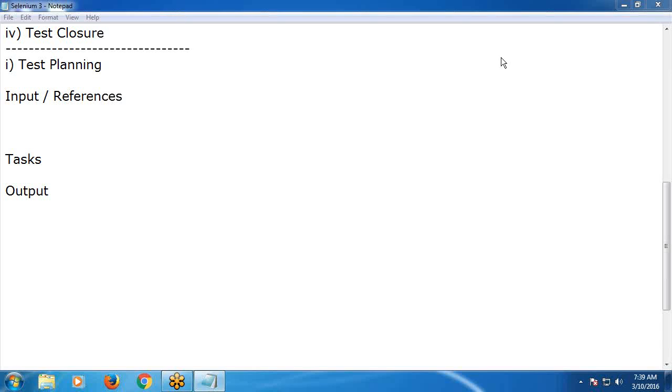Entry criteria, exit criteria, those are fields in test plan documentation. Test plan document is different. Test planning phase is different. It is a phase. Test plan is a document. Is this a requirement? Requirement documents, sir. Requirements, LLD, HLD.